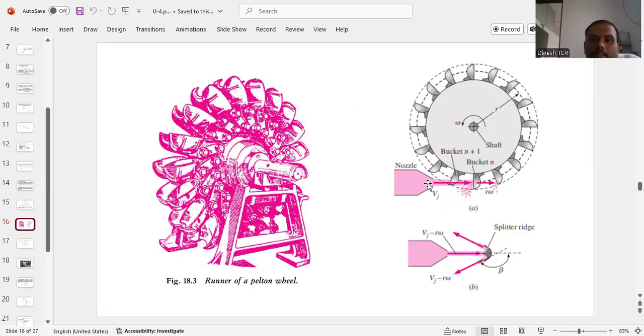It possesses only kinetic energy while striking the vanes. The Pelton wheel turbine is also called a tangential flow impulse turbine. When the water strikes with its absolute velocity, the bucket wheel of the Pelton turbine will rotate. Here you can see the water striking directly at the splitter present in the Pelton wheel turbine.